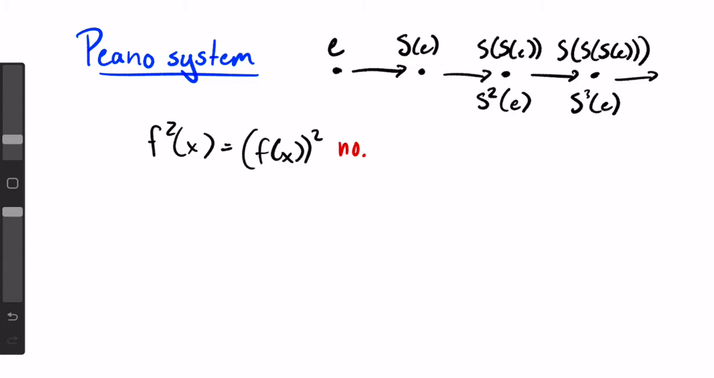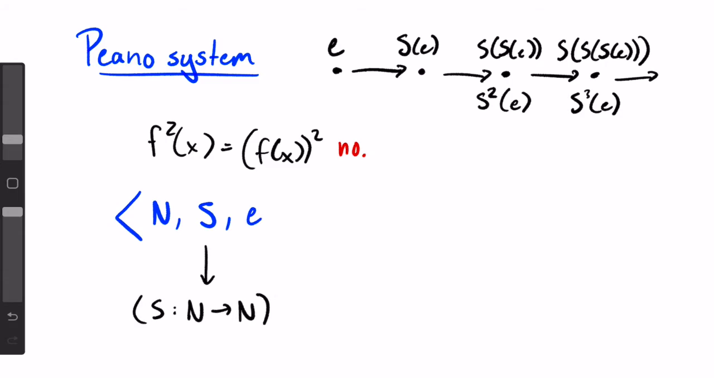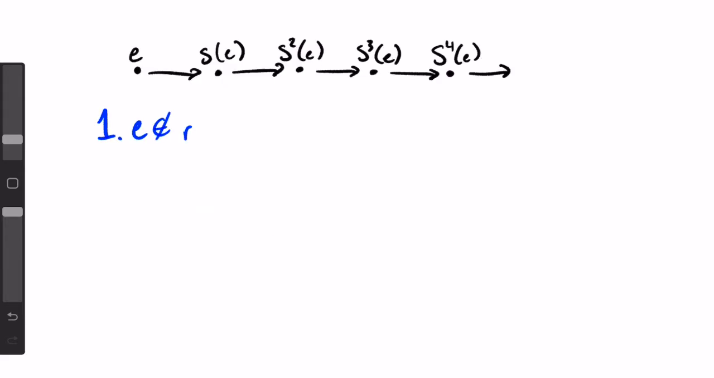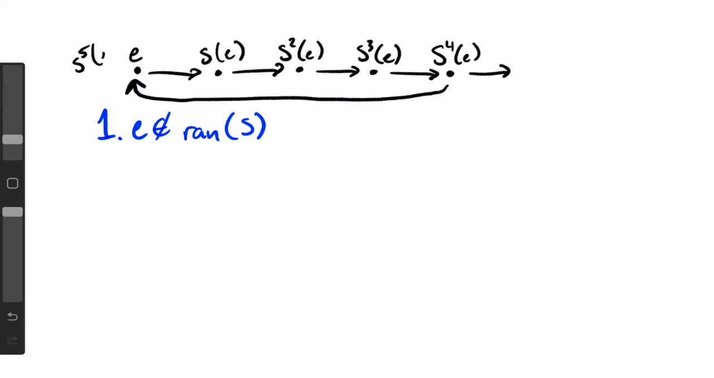We define this Peano system to be the ordered triple containing some set n, some function s that takes in elements of n and puts out more elements of n, and some starting member of n, e. Furthermore, this triple must satisfy 3 conditions. First, e is not in the range of s. There is no point on this ladder where we apply the function s and it brings us back around to the starting point e. If there was, the Peano system would not go on forever. It would be a closed loop.